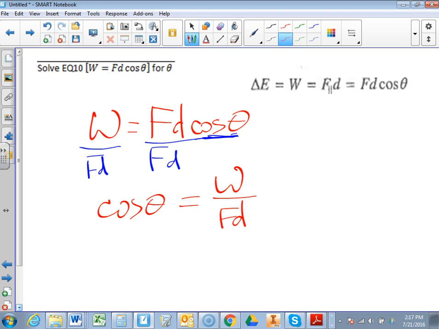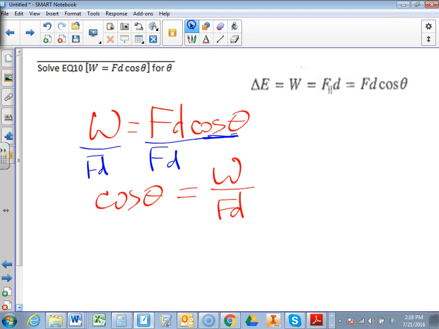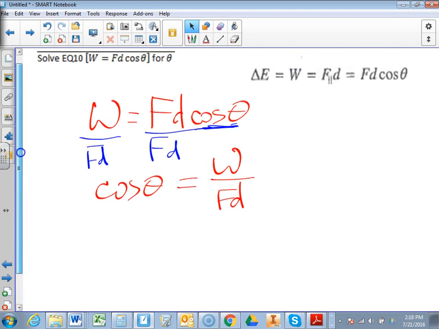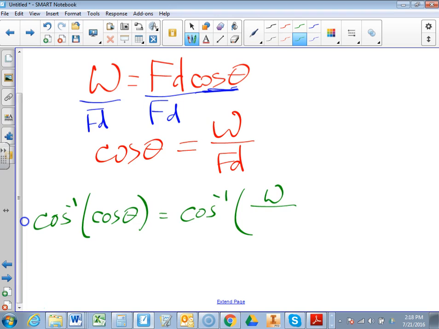Now, since I want theta, what's going to get rid of the cosine? Taking the inverse cosine of both sides. So that means, I'll write it out. Like I said, normally I wouldn't write it out, but in this case I will. I would do inverse cosine of the cosine of theta equals the inverse cosine of work divided by FD, like that. What that has the effect of over here is just leaving me with theta.